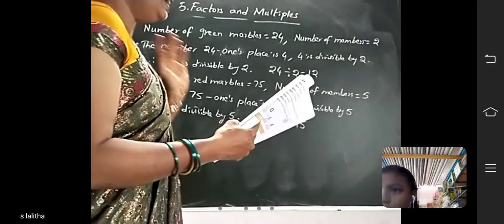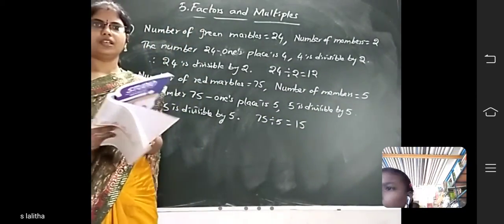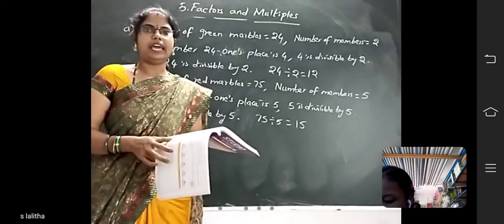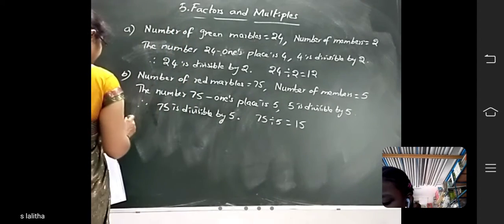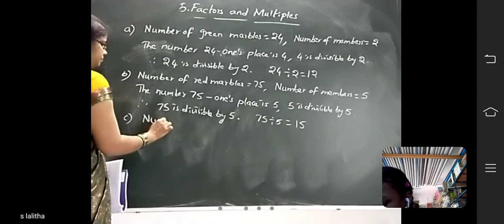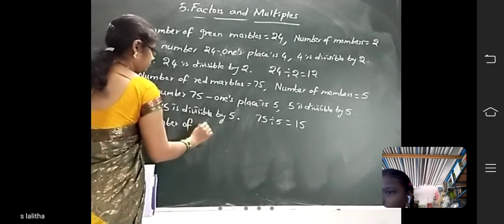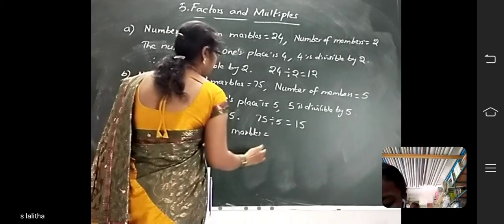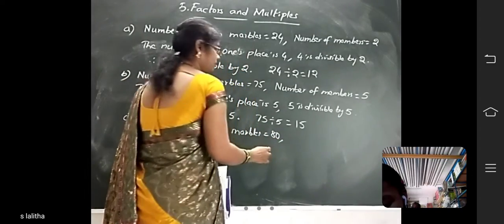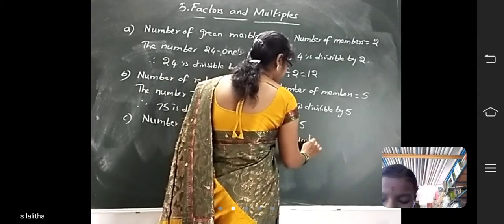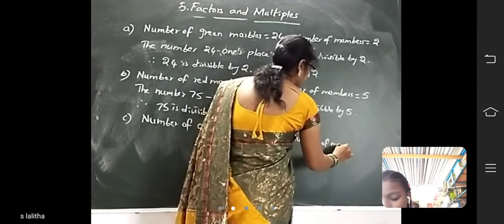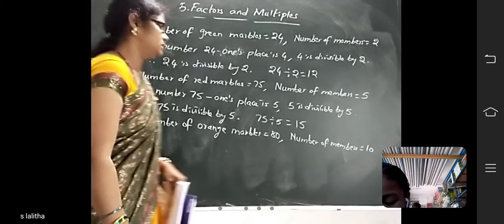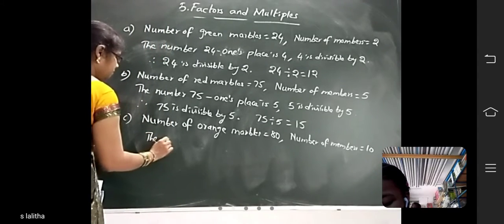Next, the remaining 10 children like orange marbles. So how many orange marbles are there? 80 marbles. So write it. Number of orange marbles equal to how many? 80. Number of members? How many members like orange marbles? 10 members.